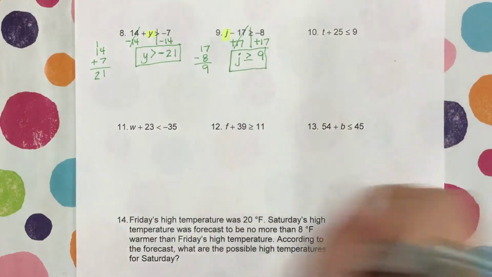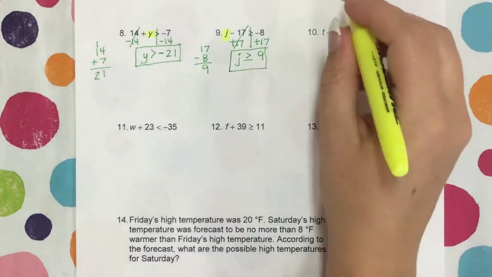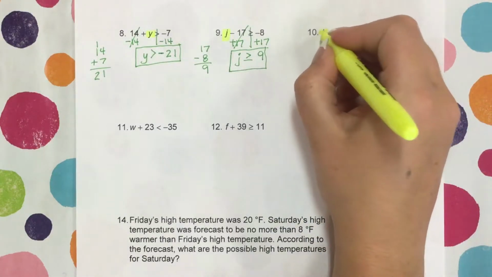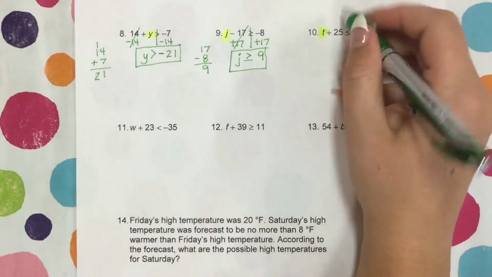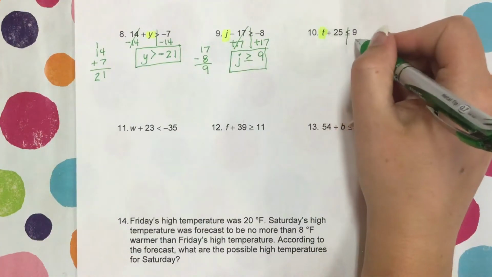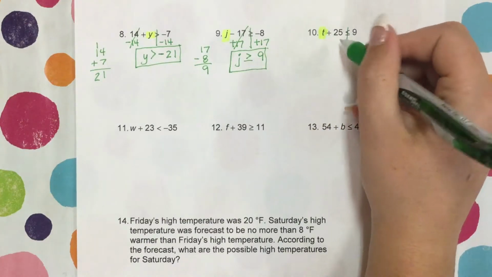That's the answer. All right, cool. If you got that right, wonderful. Okay, on to problem 10. We're trying to figure out what t is. So we need to get t by itself on this side of the inequality. It is not by itself. There's this positive 25 over here, plus 25.